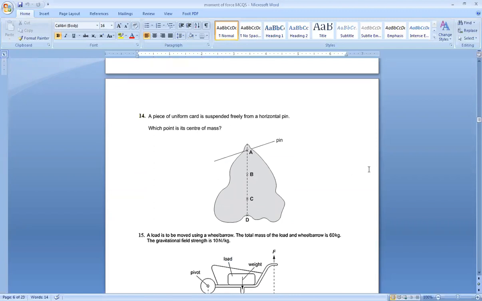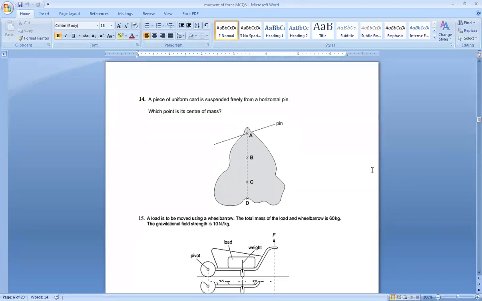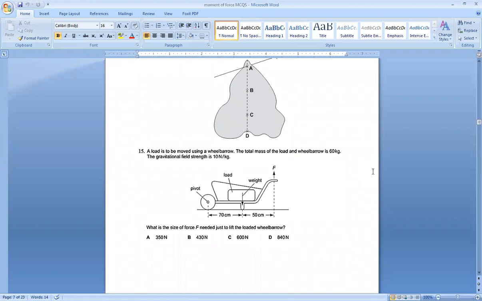Number 14 we have done before. Number 15, a load is to be moved using a wheelbarrow. The total mass of the load and the wheelbarrow is 60 kg. 60 kg is supposed to be acting over here at the middle of the wheelbarrow. Gravitational field strength is 10 newton per kilogram. What is the size of the force F?